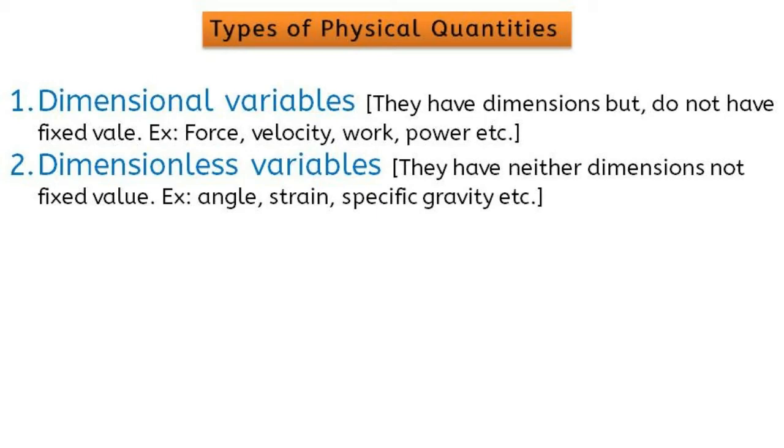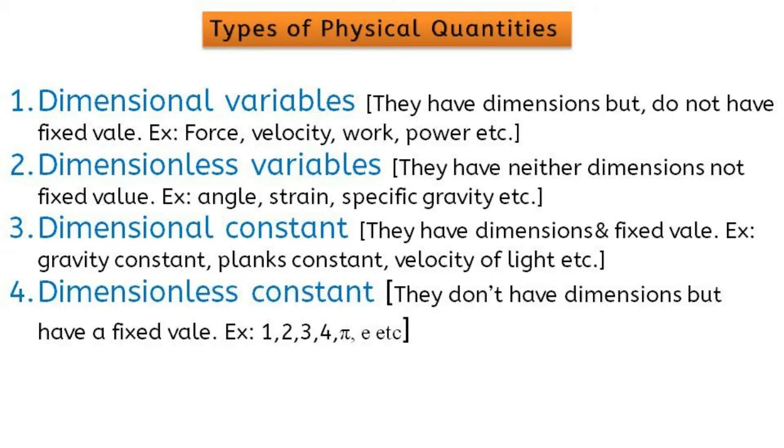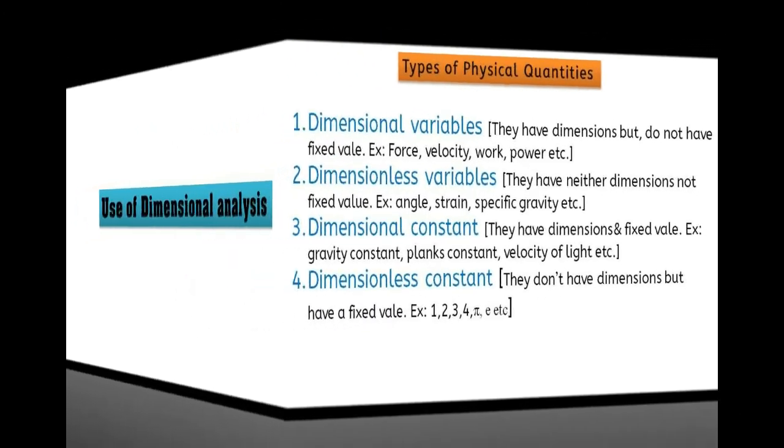They are dimensionless. Dimensional constants have both the dimensions and fixed value. Example, gravity constant, Planck's constant, velocity of light, etc. whose value doesn't change with respect to time. Dimensionless constants don't have dimensions but have a fixed value. Example, numbers like 1, 2, 3, 4, etc. and value of pi, value of e, etc. have only some fixed value.